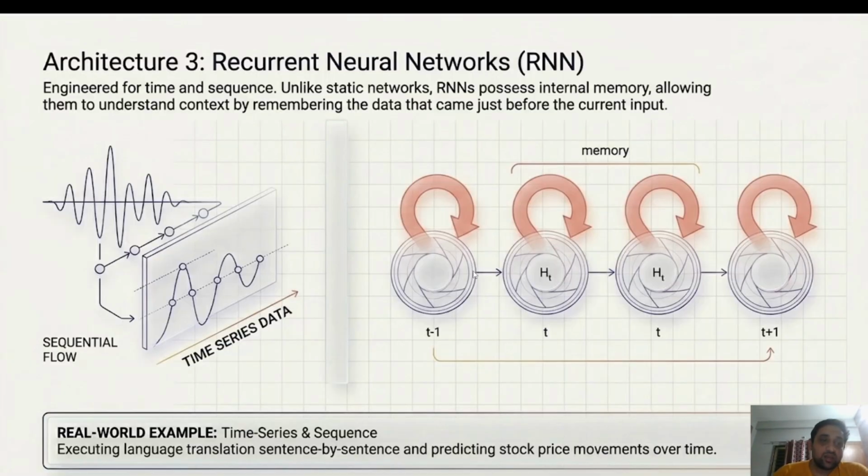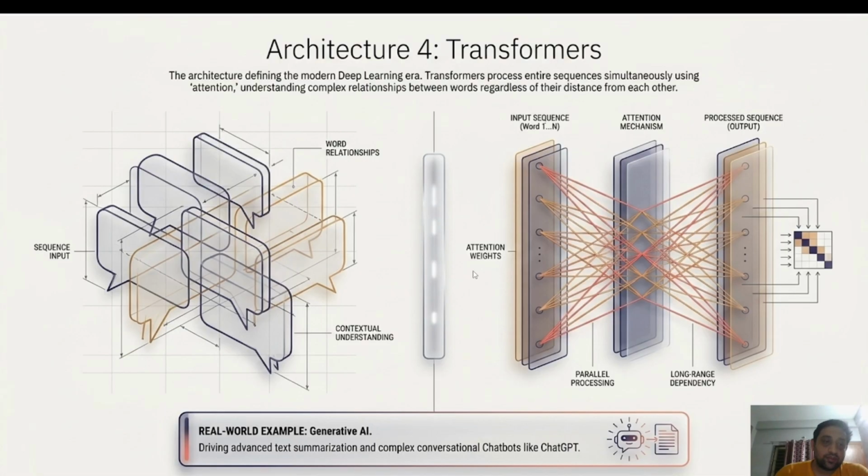Hedge funds use RNNs to analyze historical stock price sequences. The model remembers price patterns from the past 30 days to predict what tomorrow's movement might look like, essentially treating stock prices as a time series conversation. When to choose RNN? Text, speech, time series data, sensor readings, music generation, financial forecasting.